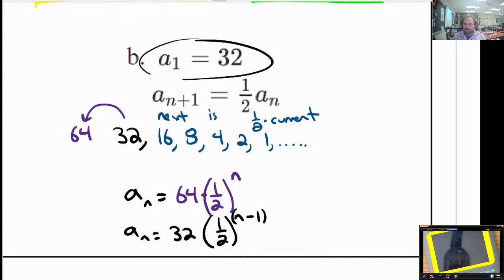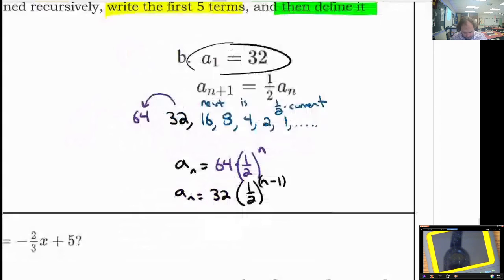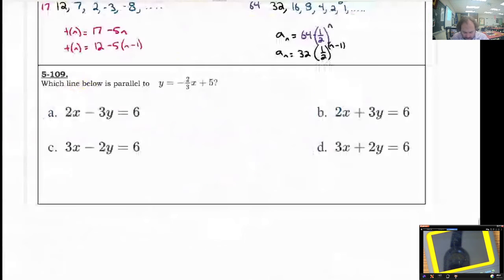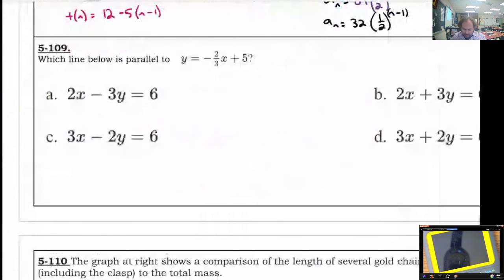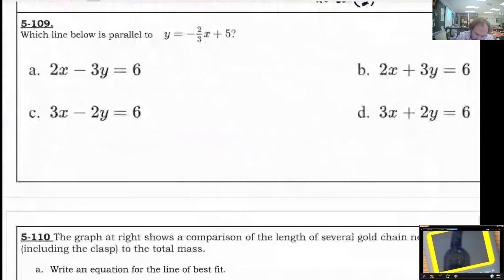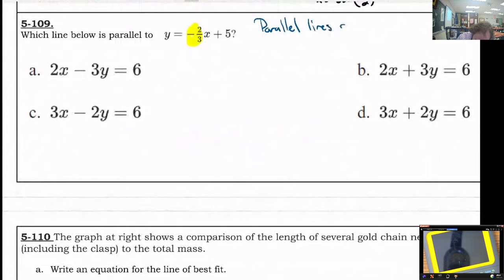Okay, let's talk about parallel to negative 2/3 x plus 5. This has been showing up on circuit trainings, and I guess this is the first time we've kind of talked about it. Parallel lines, here's the thesis of this problem. Parallel lines have equal slope.